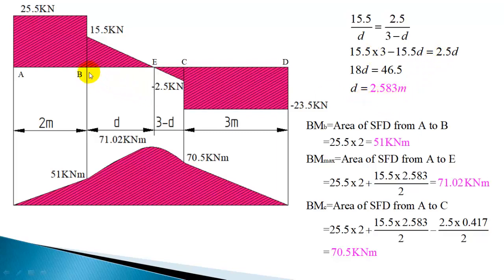So the distance from B to E is 2.583. So the remaining distance is going to be 0.417 meter. This is 3 minus D, or 0.417.